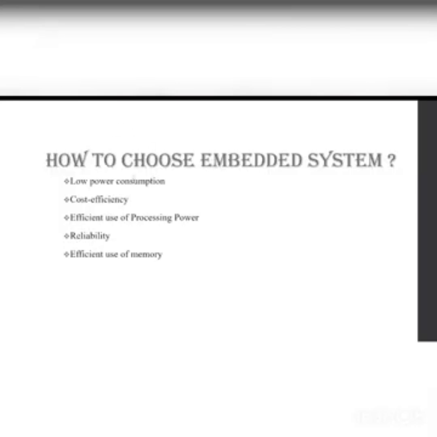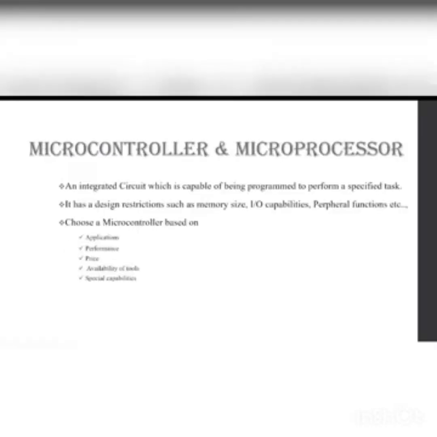To choose an embedded system, we have to keep some points in mind. It should have low power consumption, cost efficiency, efficient use of processing power, reliability, and efficient use of memory. We have to keep all these points in mind while choosing an embedded system.